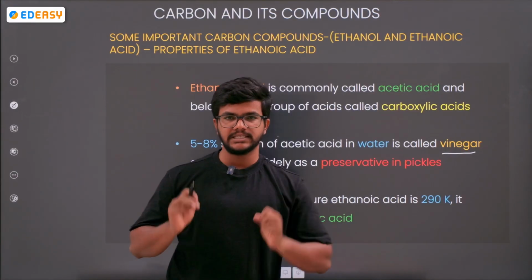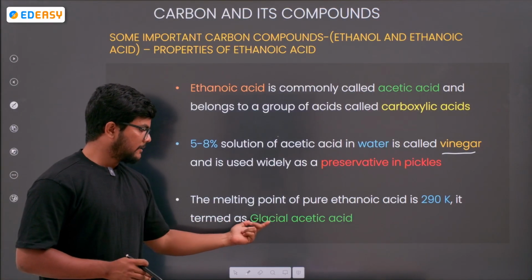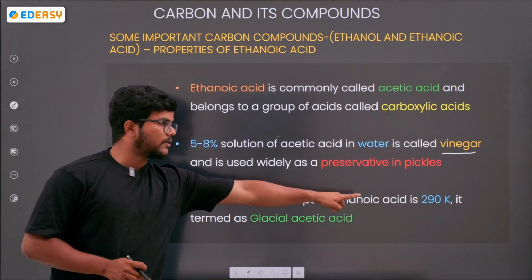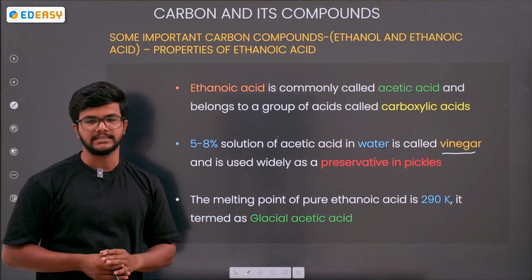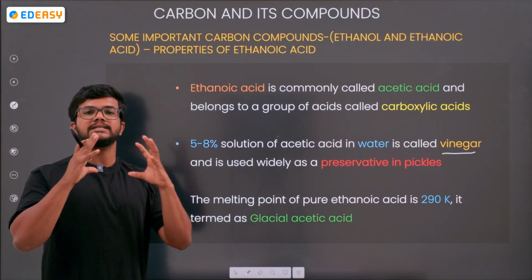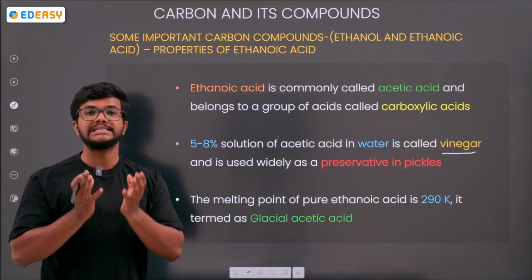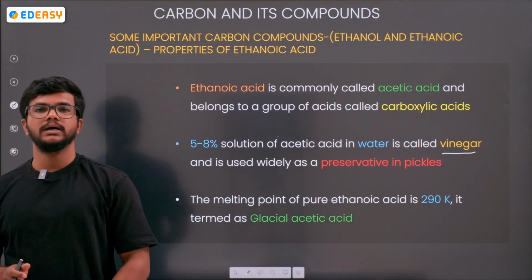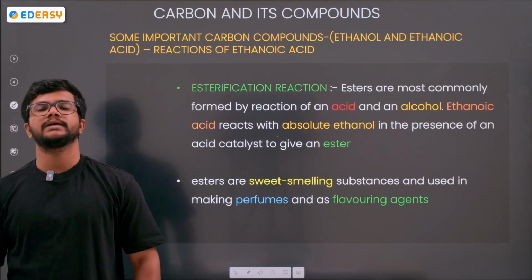Why is it called glacial acetic acid? The important thing about ethanoic acid is that the melting point of pure ethanoic acid is 293 Kelvin, which means around 17 degrees. Around 17 degrees, it starts freezing and looks like snow. That is why it is called glacial acetic acid. It looks like a glacier. So that is about the properties of ethanoic acid, and next the chemical reactions of ethanoic acid.